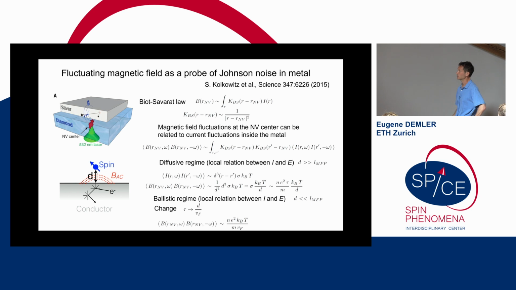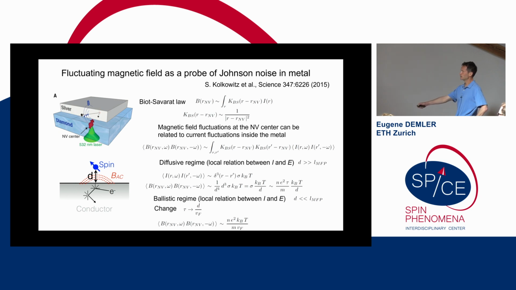So this is the kernel. And now we can write the correlator for magnetic field in terms of the correlator of the current using two of these kernels. So what do we know about Johnson noise? Well, in the simplest case, when we look at length scales which are larger than the mean free path, we know that this noise is just proportional to conductivity and temperature. So let us do some simple estimates.